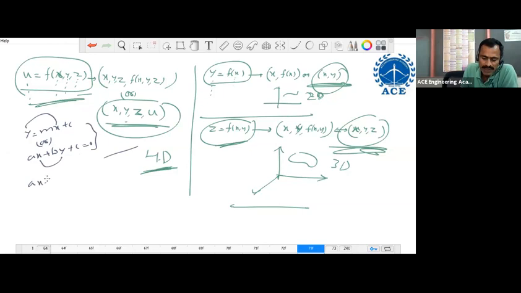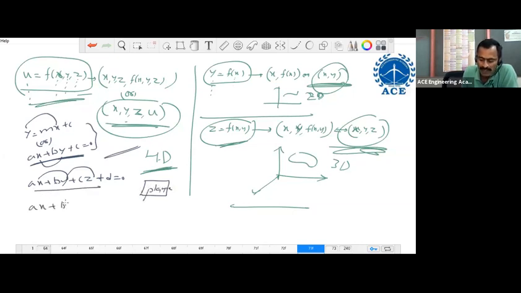Similarly, ax plus by plus cz plus d equal to 0. It is a linear equation in 3 variables. The linear equation in 3 variables geometrically represents a plane. Linear equation in 2 variables represents a straight line. Linear equation in 3 variables represents a plane. Plane only.